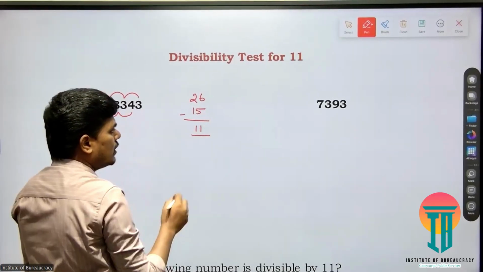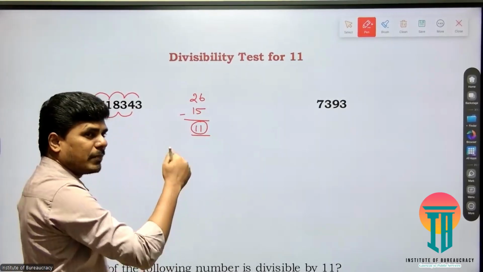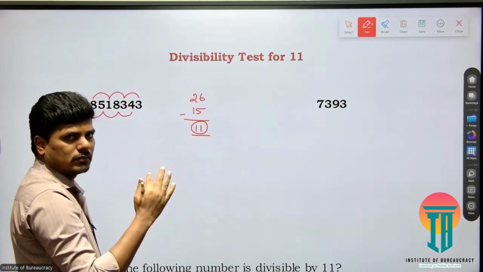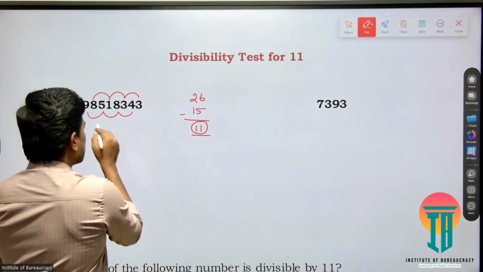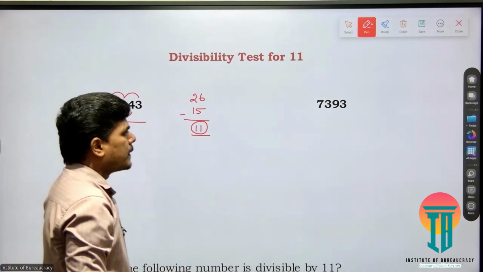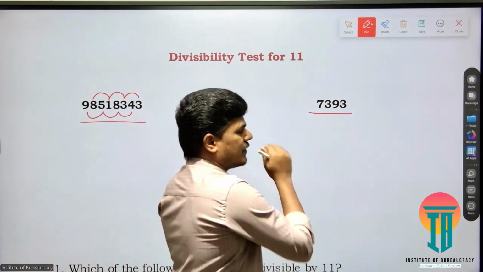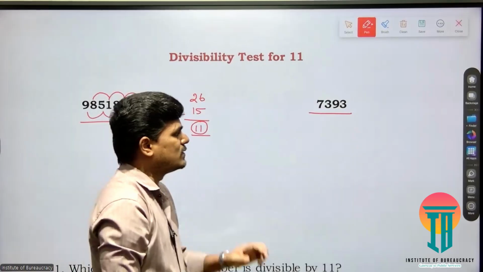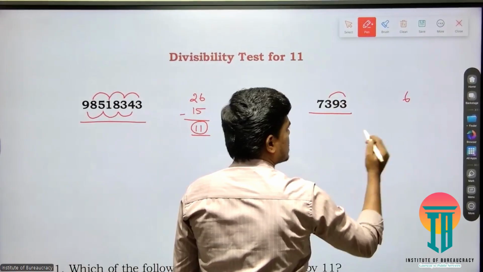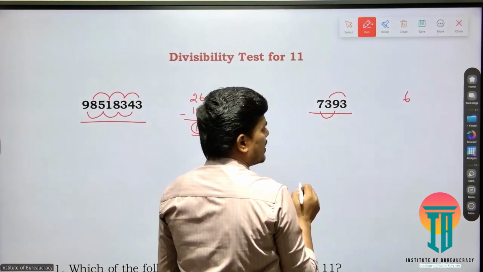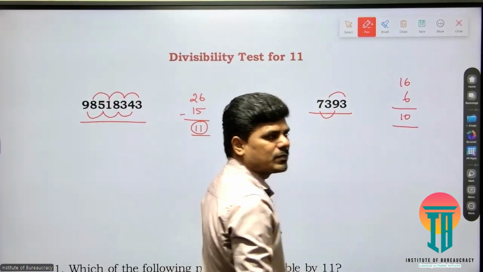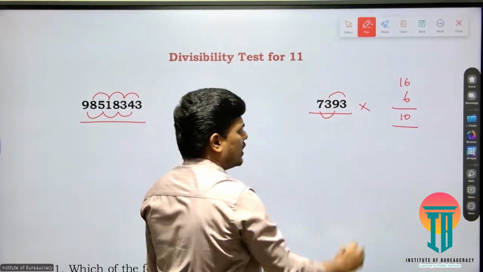The answer you are getting, if it is a multiple of 11, it can be 11, 22, 33, something like that, or it is 0. If you get 0, then this number is divisible by 11. Okay. And if you take this number and apply this concept again, how do you check whether it is divisible by 11? You add the numbers in the odd places, it is going to be 6. Add the numbers in the even places, it is going to be 16. What is the difference? 10. 10 is not a multiple of 11, therefore this number is not divisible by 11.